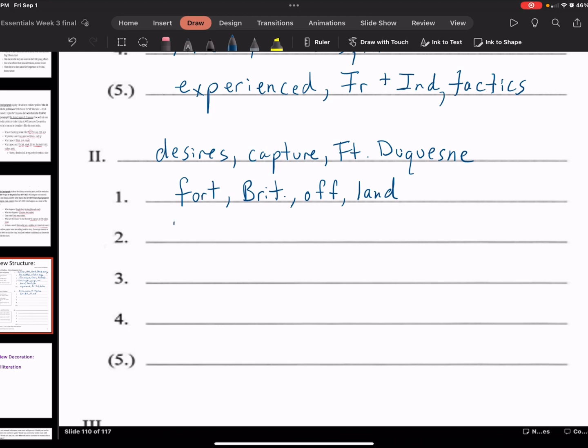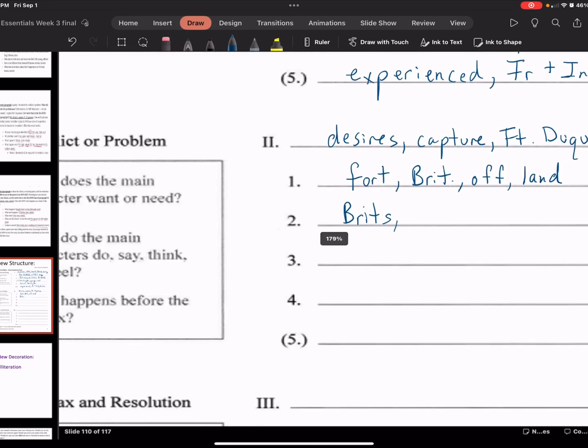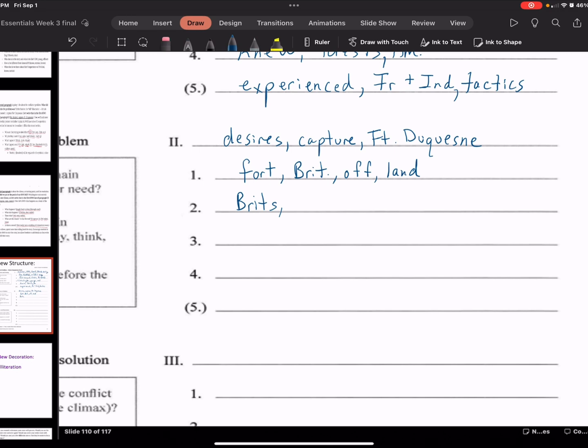But the Britain people, the Brits, what did they believe? What's it say? What do they think or say or feel? Okay, the Brits believed that they owned that land. And you could even, you've got Brits, that's short. So you've got believed, owned, and you could say land. That would be your 3 words there.